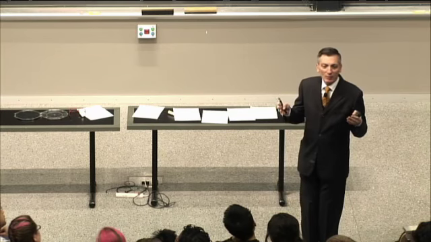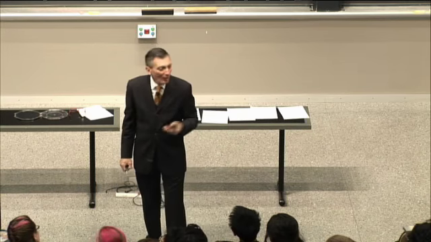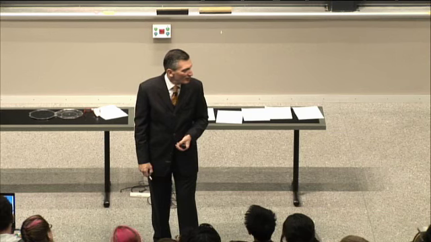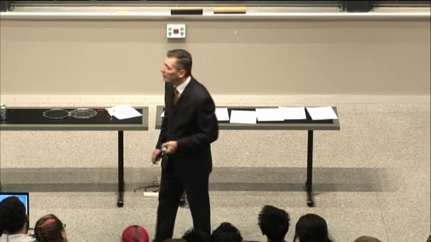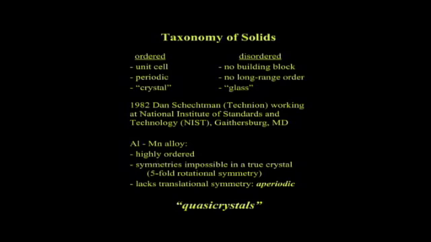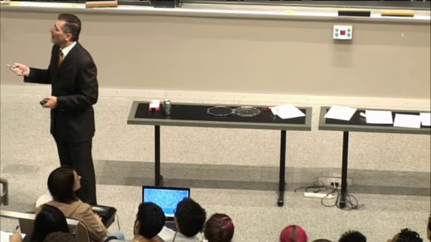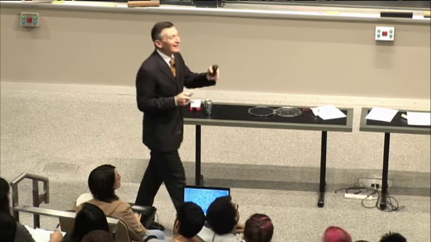And then the best thing that can happen in science is not, oh yeah, that's exactly what I expected. It's, wonder what that means. And there was one of these moments in 1982. In 1982, a man by the name of Danny Shechtman from Technion in Israel was over here in the United States working at the National Institute of Standards and Technology, which used to be the National Bureau of Standards, down in Gaithersburg, Maryland. And he was looking at a set of aluminum manganese alloys.